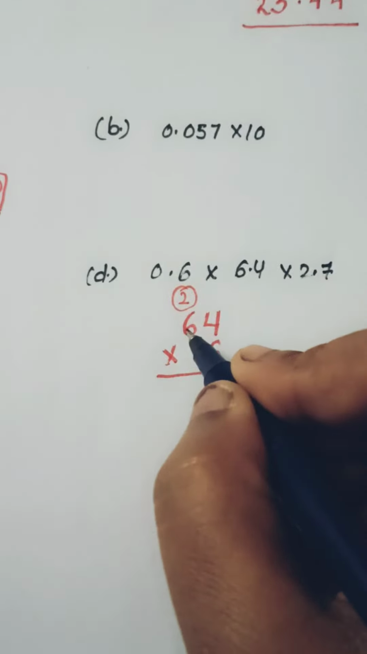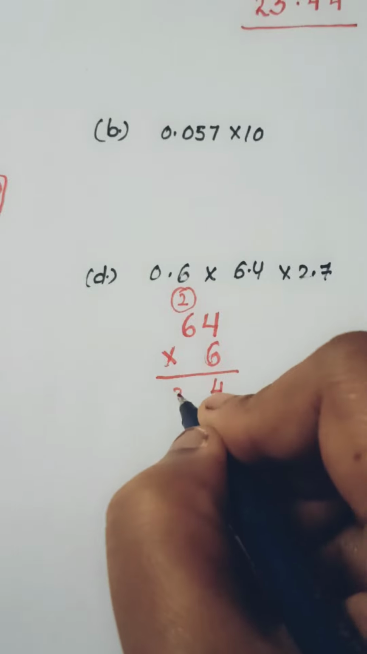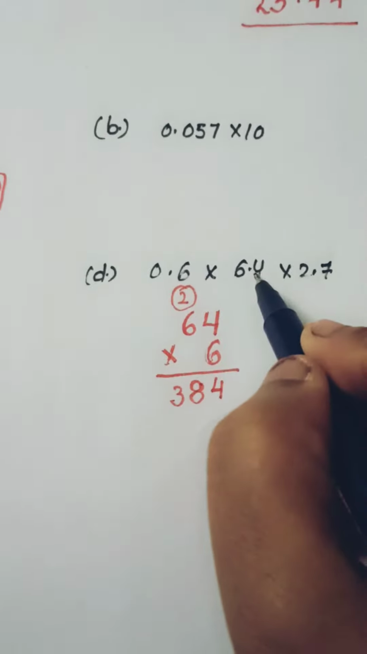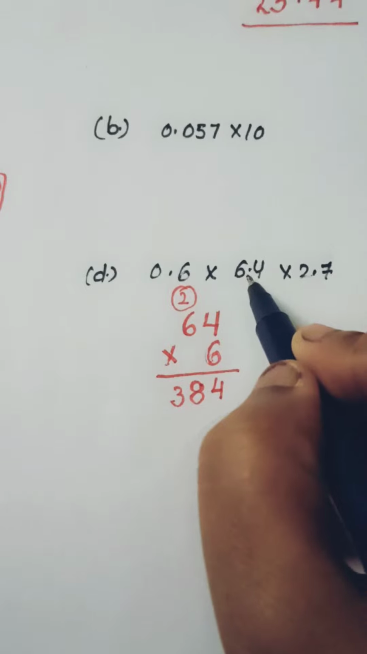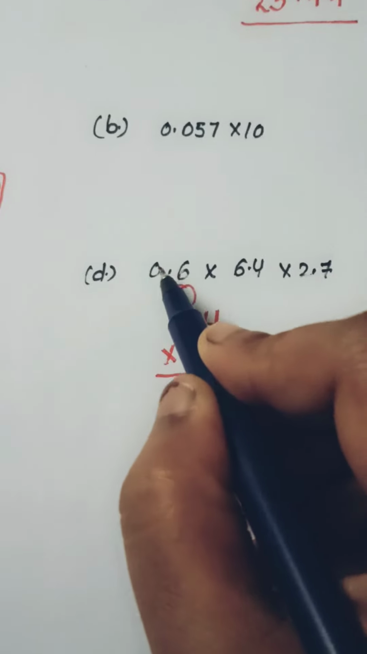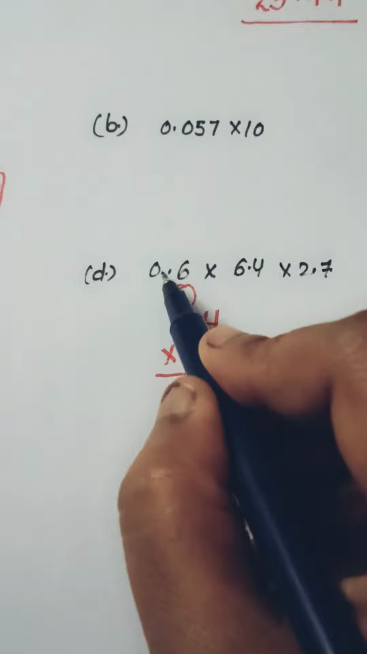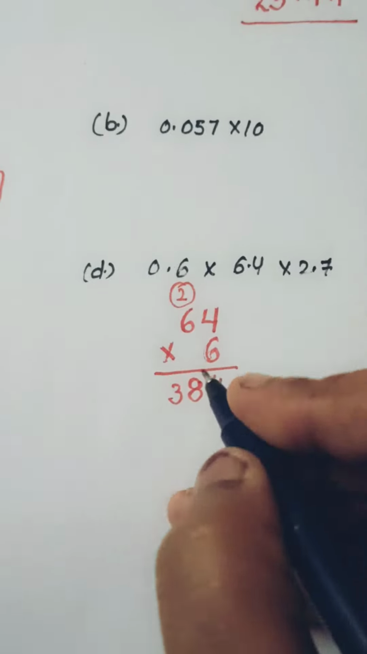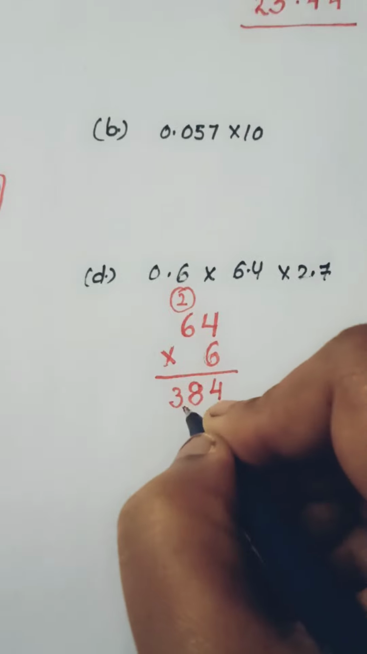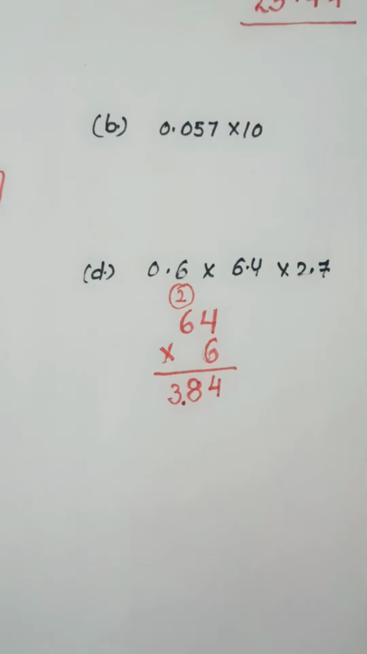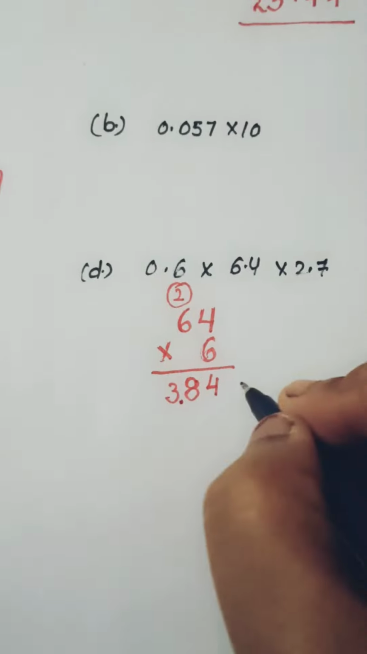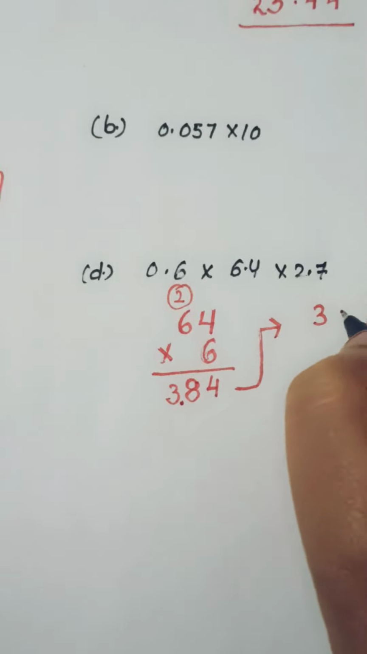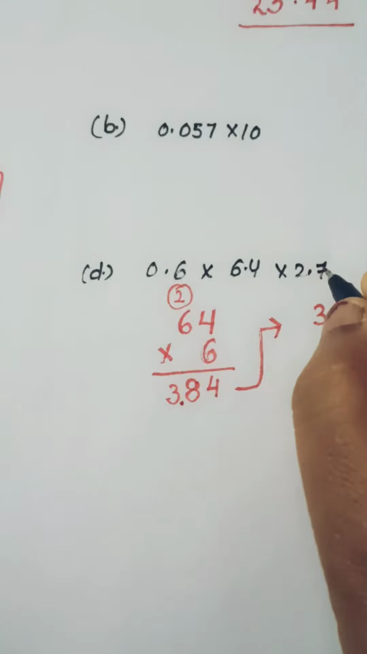6 sixes are 36 plus 2, 38. Now see, in this number after one digit we have a decimal, and in this number also after one digit we have a decimal. So it means altogether after two digits we need to place the decimal. Beginning from this side, after two digits we will place the decimal over here.